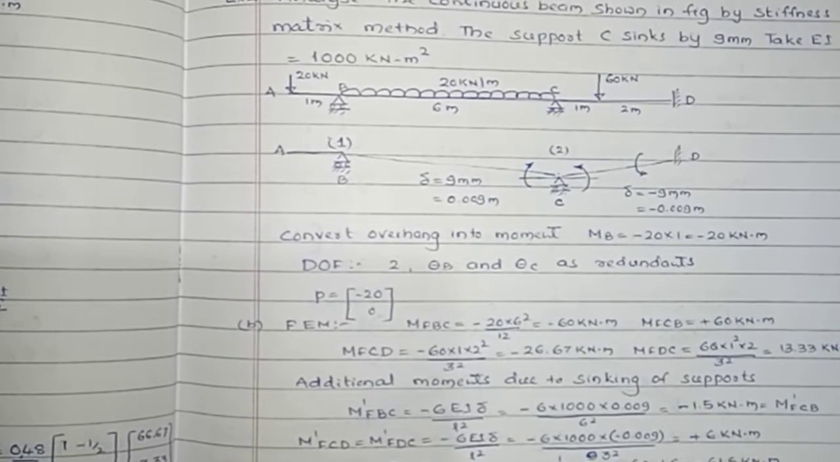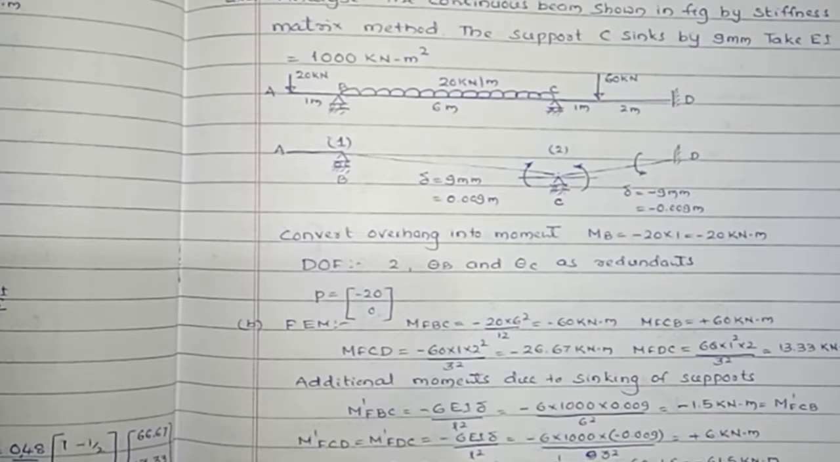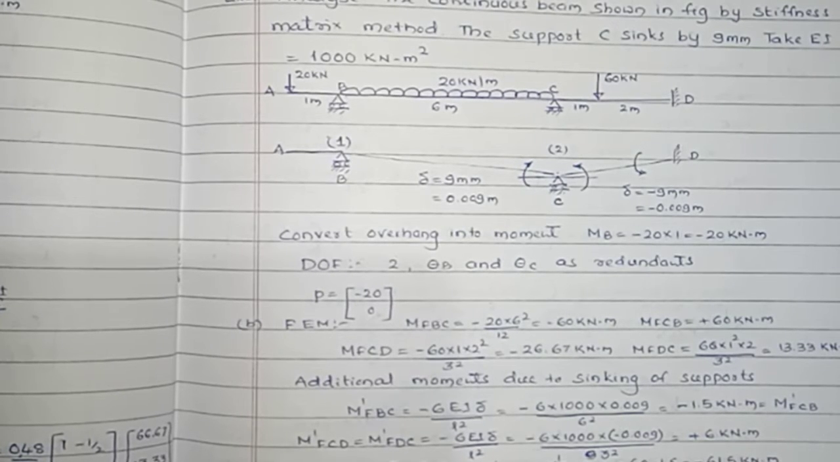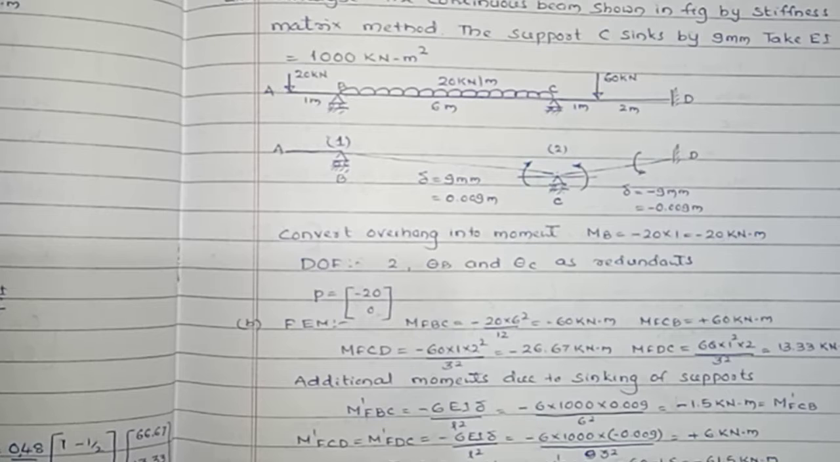Friends, so far we have studied the analysis of the continuous beam by using the stiffness matrix method. Today we'll discuss the analysis of the continuous beam by using the stiffness matrix method with the sinking and settlement of the support. Here the problem is: analyze the continuous beam shown in the figure by using the stiffness matrix method. The support C sinks by 9 mm.